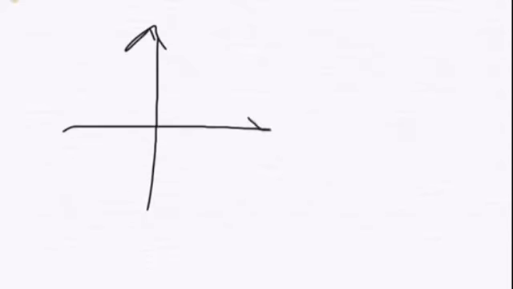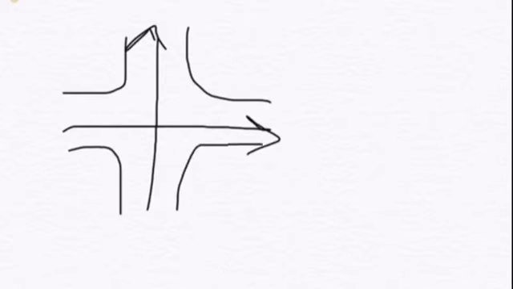The next thing that we're going to look at are reciprocal graphs. First, you need to know the definition of an asymptote, which is basically a line that the graph approaches but never touches. And here is an example of an asymptote.